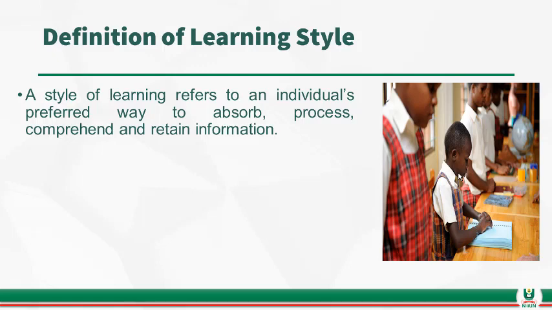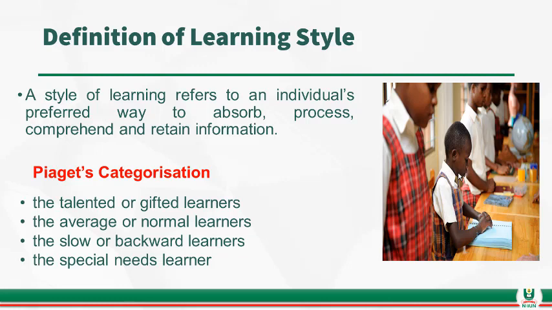So it's different. We have some students that learn on their own. We have some that when you put them together they can learn, and we have some that don't like being in the midst of people before they can learn. So that is where we categorize the students that we can find in the school. Now we have the talented learners, who are gifted. We have average learners, normal learners. We have slow and backward learners. We have the special needs learners.